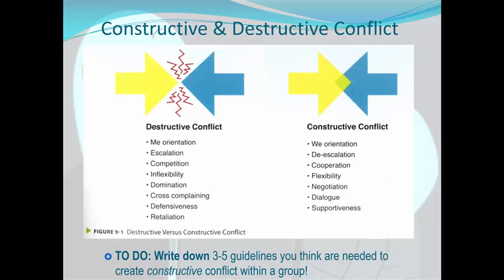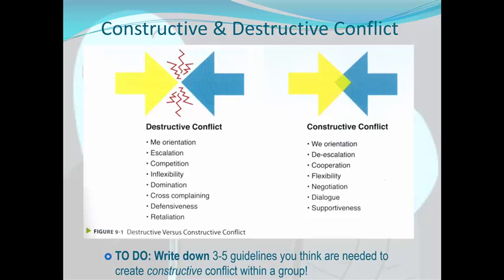So when we look at constructive and destructive conflict, here are some elements of it, right? Because constructive conflict can get us far. It helps us diagnose problems. It helps us sort out new ways to move forward. It helps us find new ways to work with people. So when we're working in constructive conflict, we're very we-oriented. We're trying to de-escalate the anger, de-escalate the conflict. We're focused on cooperation. We're flexible to different options. We're open to negotiation. We're very much pursuing dialogue and talking things out, and we're being supportive with one another. Right? It's going back to that supportive climate.